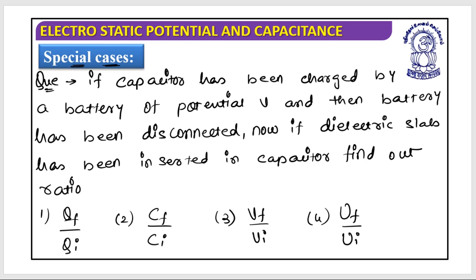What they said is that one capacitor is there, and that capacitor has been charged by a battery of potential V, and then the battery has been disconnected, and now a dielectric slab has been inserted in the capacitor after removal of the battery. Then find out these ratios. F is the final, that means after insertion of the dielectric, and I is the initial, before insertion of the dielectric.